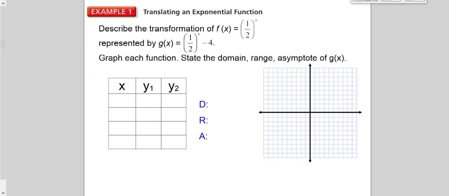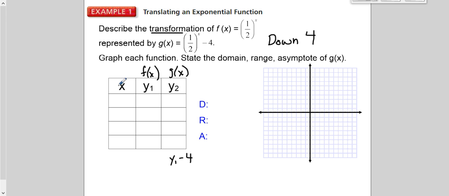All right, let's make some graphs. Describe the transformation of f of x. If we start with 1/2 to the x power, so what changed? We have a -4. So to describe the transformation, it's going to go down 4. So that's a vertical translation down 4 units. That means whatever the y values were for the original f of x, so this is technically the f of x using for y1 and the g of x for y2, we are going to take the y1s and subtract 4.